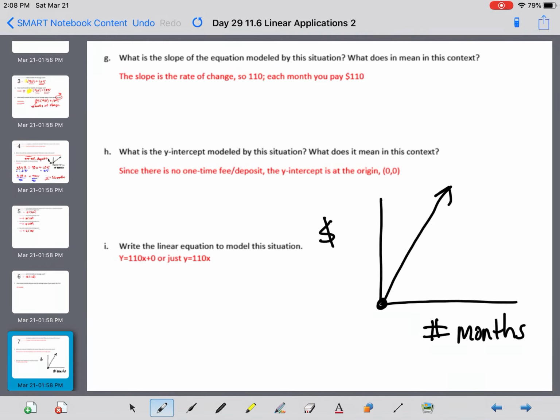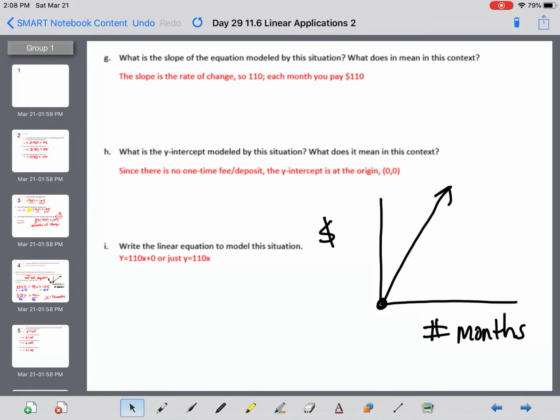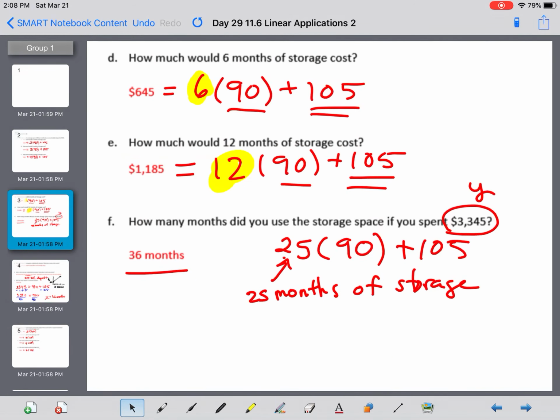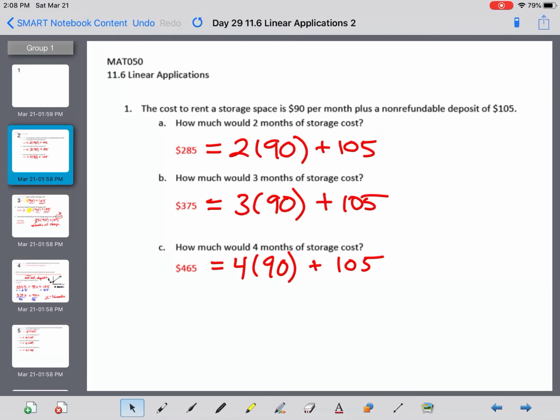Now, a problem like this, and this is what I'm kind of missing about not having a class discussion about this right now, is I'd want you to compare which storage unit you would actually want to use. And there's no good answer for this because it really depends on the amount of time that you need storage. So for example, if I only needed it for maybe a month or two, I'd probably go with that second option, okay? Because 2 months or 3 months was 220 or 330 versus with the first one, 285 and 375. So if it's short term, I'd want to go with the second option.